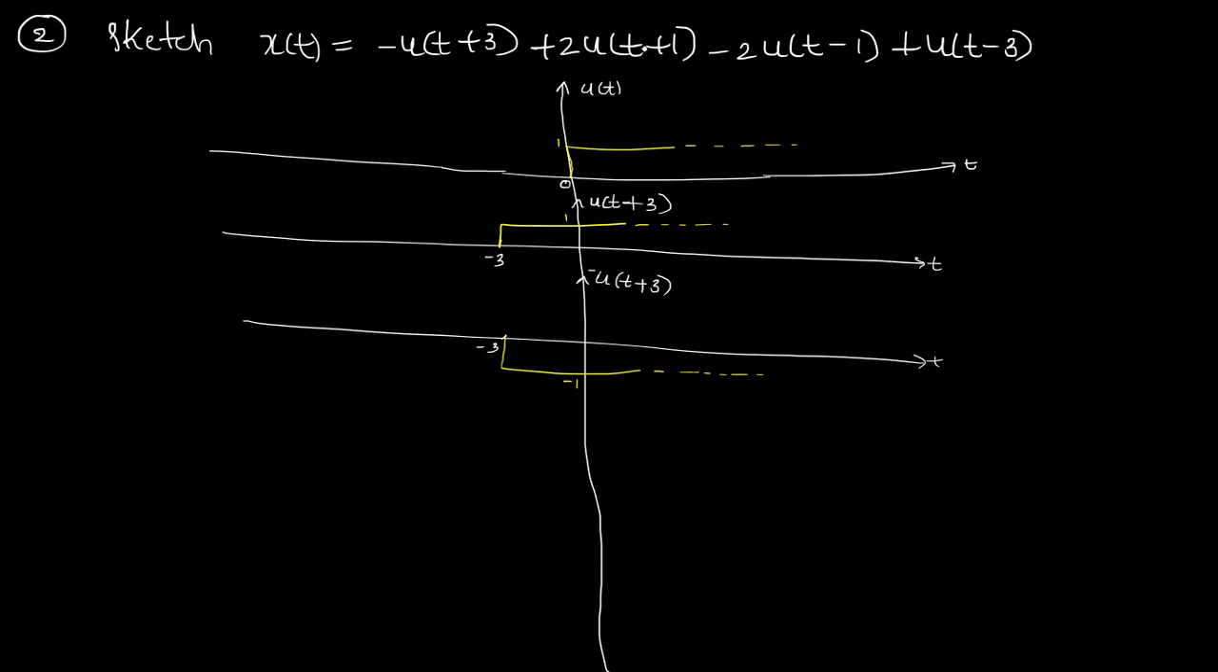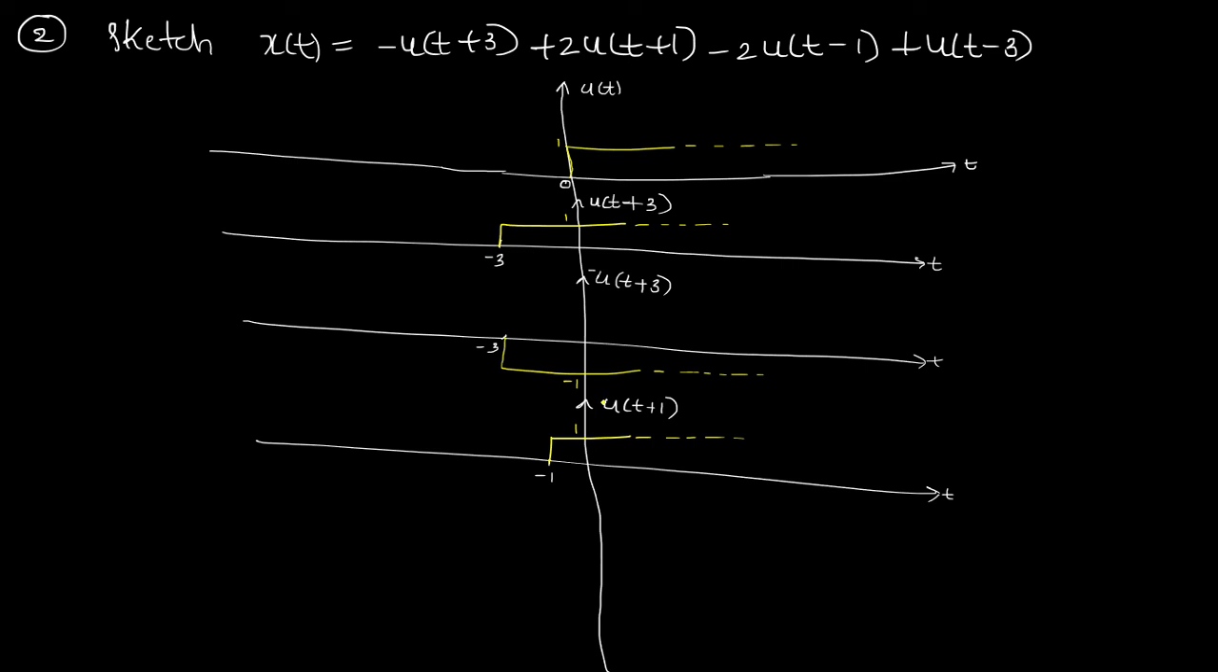Now I have to sketch u of t plus 1. How to sketch u of t plus 1? Look into your u of t signal. If you want to sketch u of t plus 1, you have to left shift it by 1 unit. Instead of starting from 0, it will be left shifted by 1 unit. So it will start from minus 1.